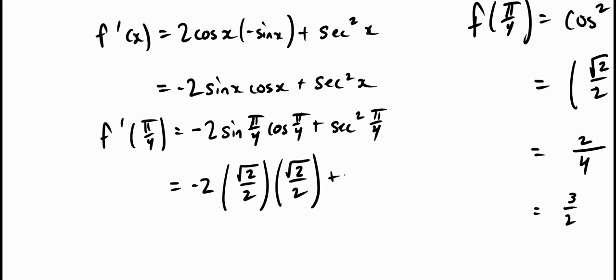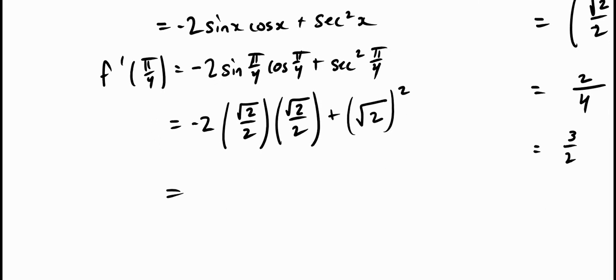Secant squared pi/4. Now, there's different ways of doing this. So you have to come up with your way that you like to do it and you like to see it. This is the reciprocal of cosine. So cosine is 1/√2. So the reciprocal of that is just √2. That's probably the easiest way to think about it. So this is √2 all squared. Isn't that right?